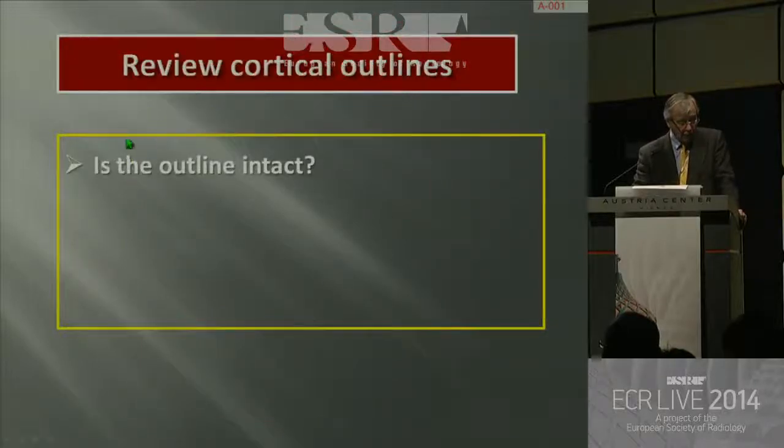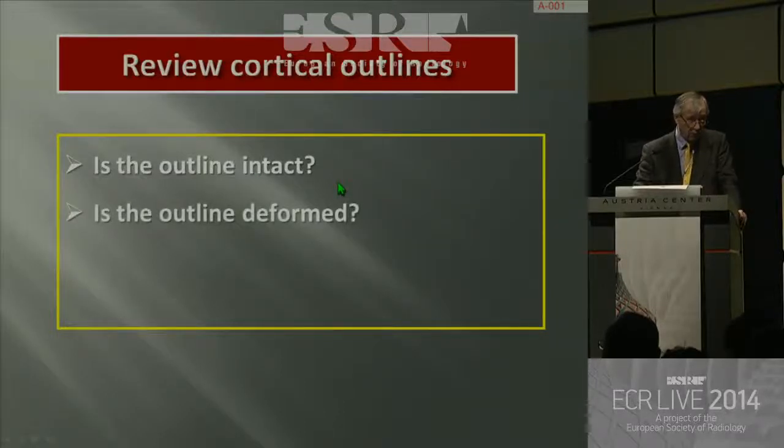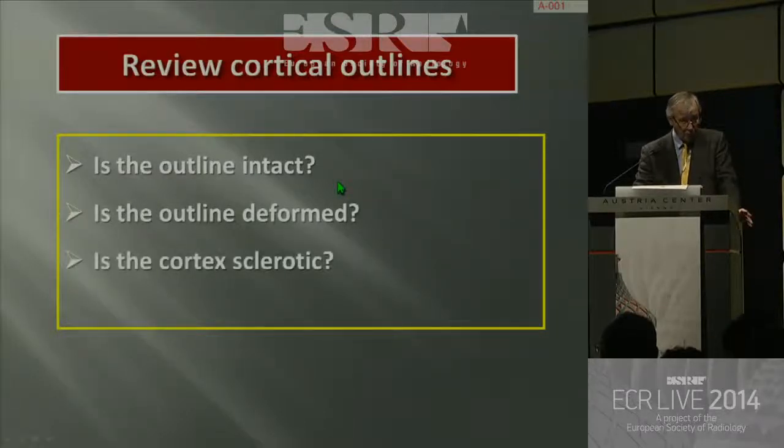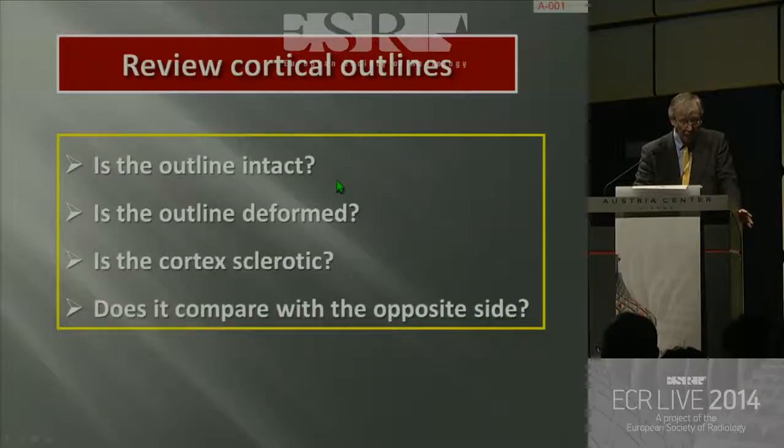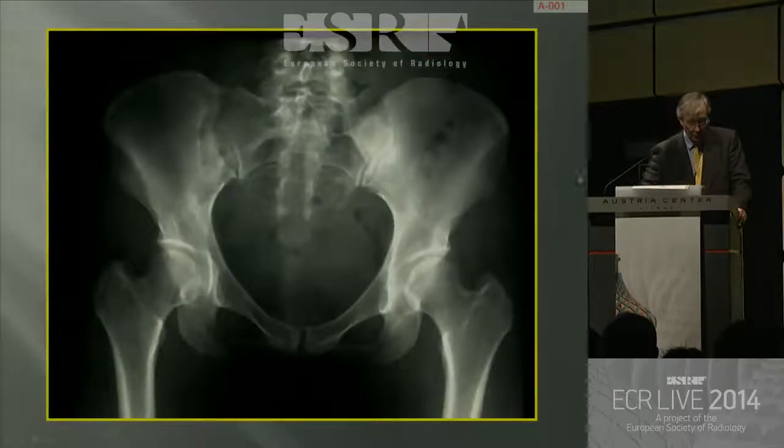always look at the bone. Is the outline intact? Is the outline deformed? Is the cortex sclerotic? And does it compare with the opposite side? Where you have two parts, say something like a pelvis, does it compare with the opposite side?